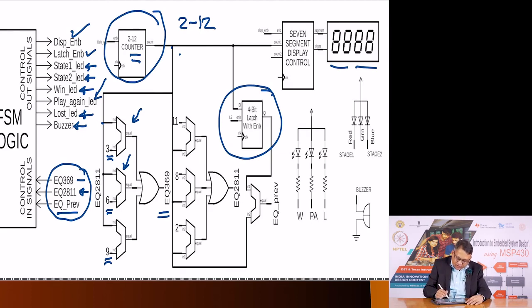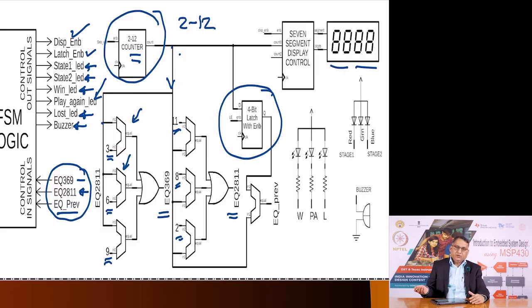Similarly, the same number is going to 3 comparators here, one where the input is 11, second where one of the inputs is 8, and the third where this second input is 2, and it is being compared with the current output of the counter, and if this output, which is the OR of these 3 comparators, is 1, that indicates that your number was either 2, 8 or 11, and again this signal is going to the finite state machine to indicate the result of this roll of dice, and for it to take appropriate action.